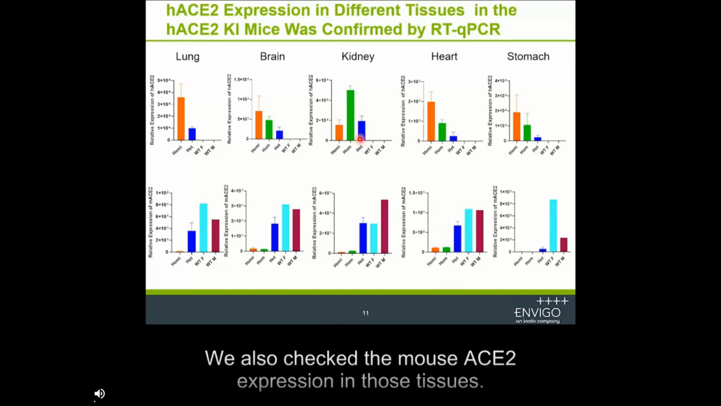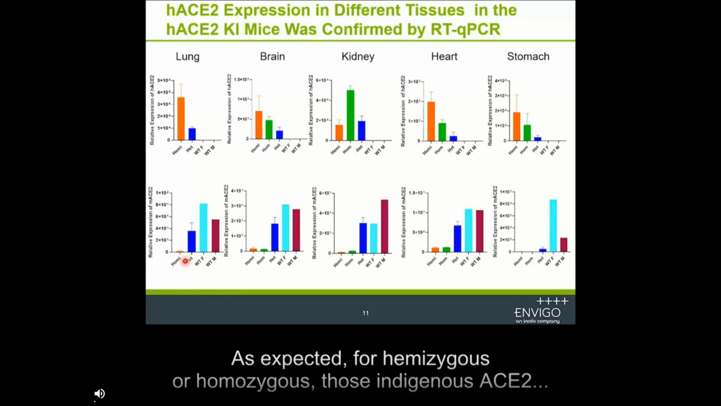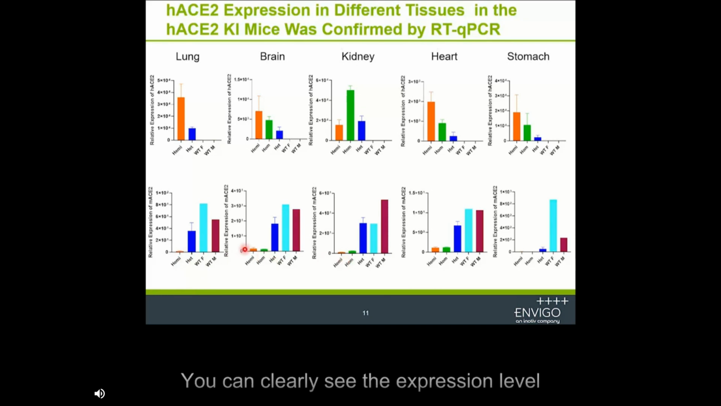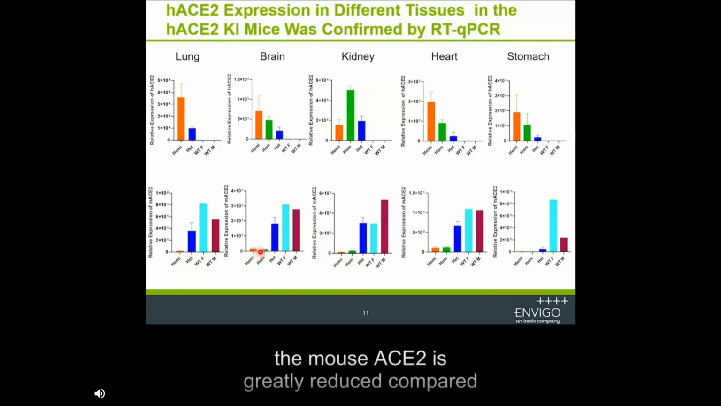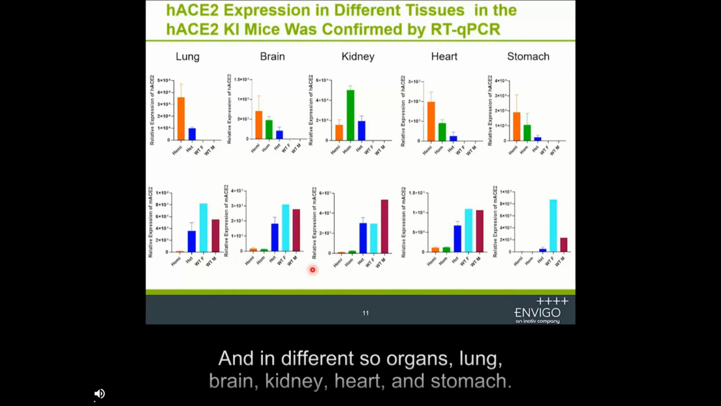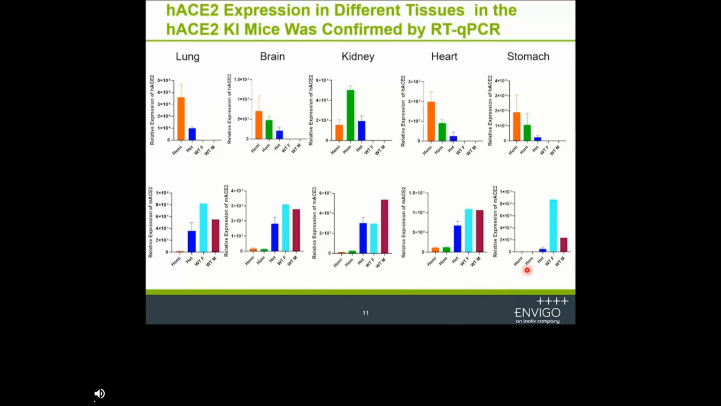We also check the mouse ACE2 expression in those tissues. As expected for hemizygous or homozygous, those endogenous mouse ACE2 expression will be disrupted. You can clearly see the expression level of mouse ACE2 for hemizygous and homozygous is greatly reduced compared to wild type, male or female. They are in different organs, from lung, brain, kidney, heart, and stomach.